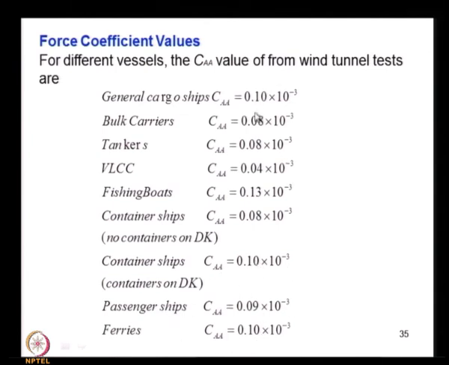Passengers, so this is the value, ferries. These are the values you select and put along with the other resistance coefficients to get the total resistance coefficient, which will help you in predicting the prototype resistance, because when you perform the model test in lab conditions, you are not measuring the wind resistance or air resistance. So, this completes almost all the components of resistance.